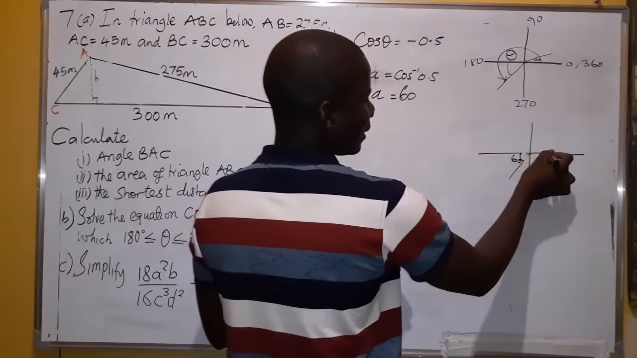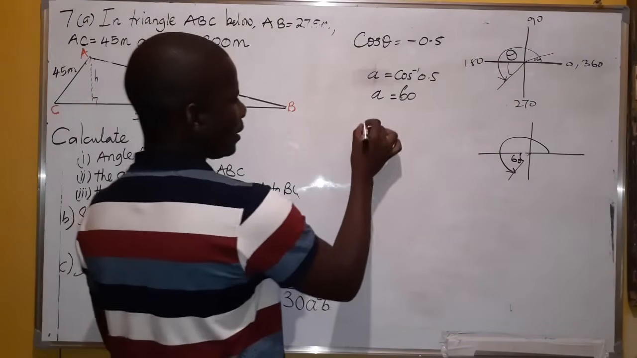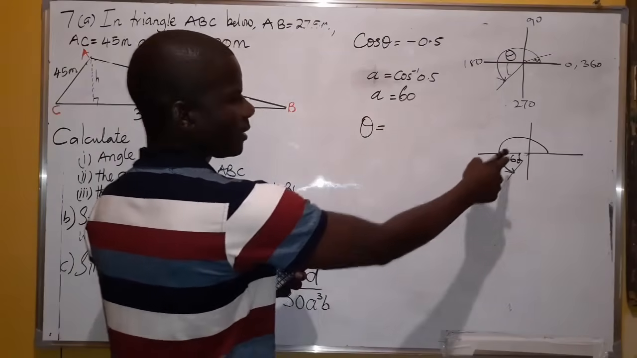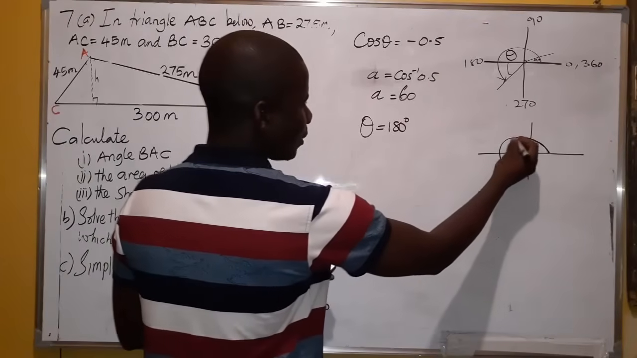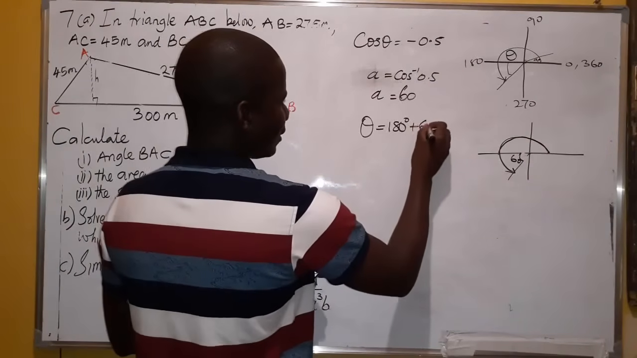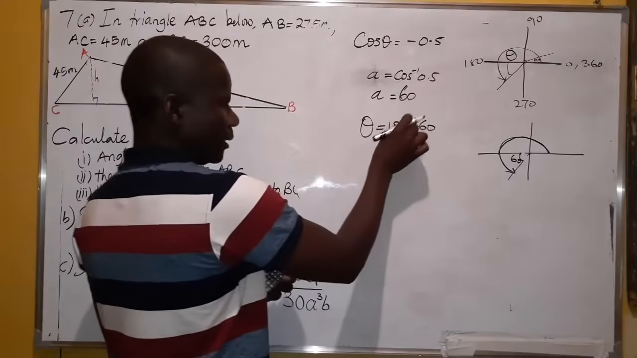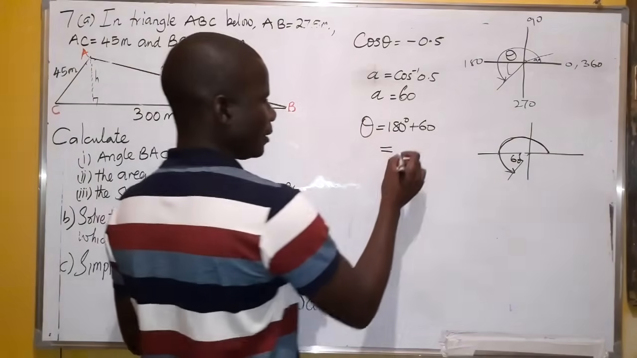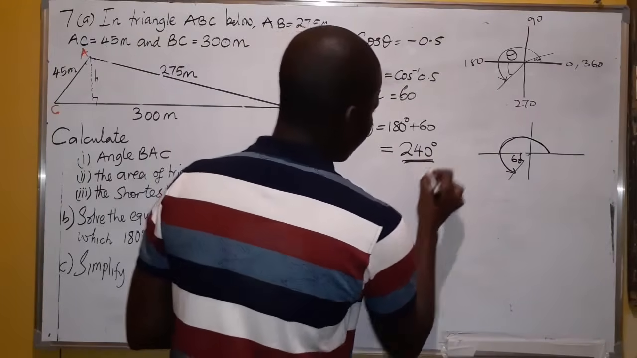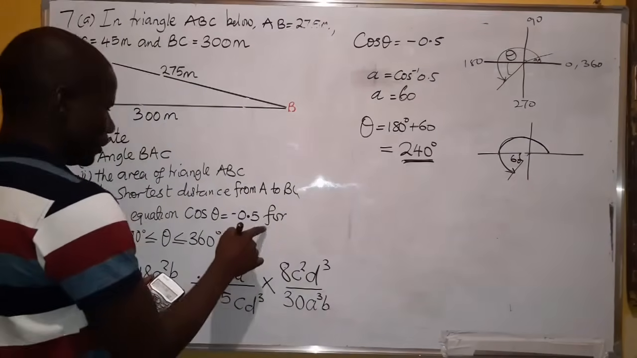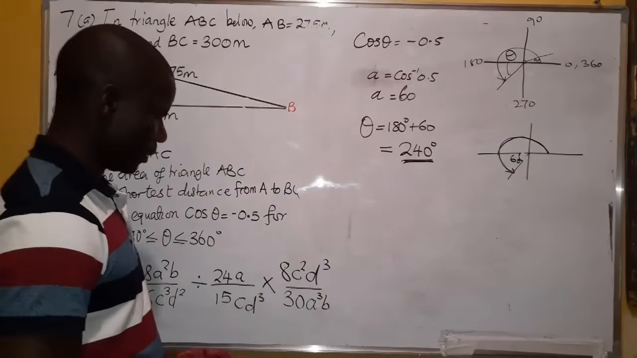But the value of theta stretches from this point up to this one. So theta is in the third quadrant. In the third quadrant we say 180 degrees, which is an angle on a straight line, plus 60. What do we get? You get 240. So this is what is going to be our answer to the second question.